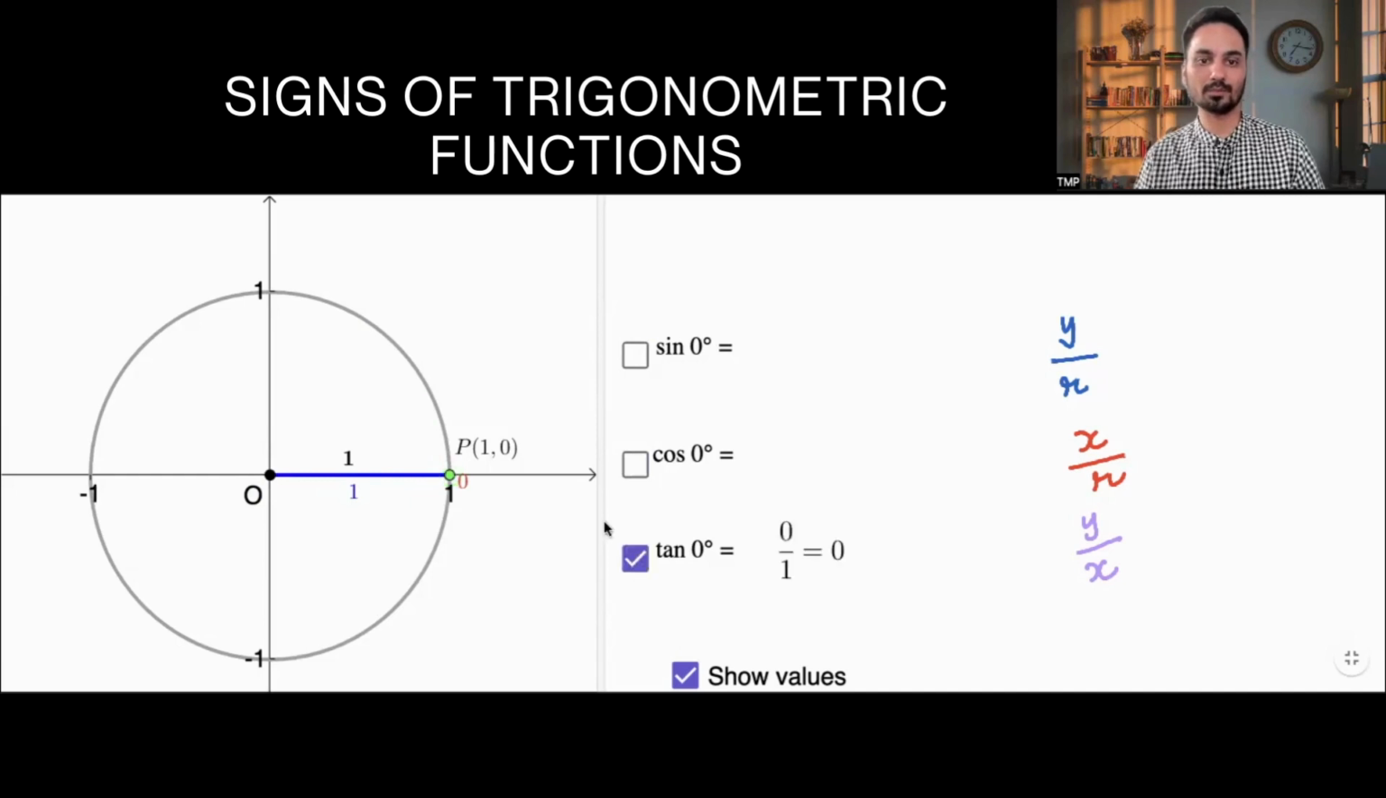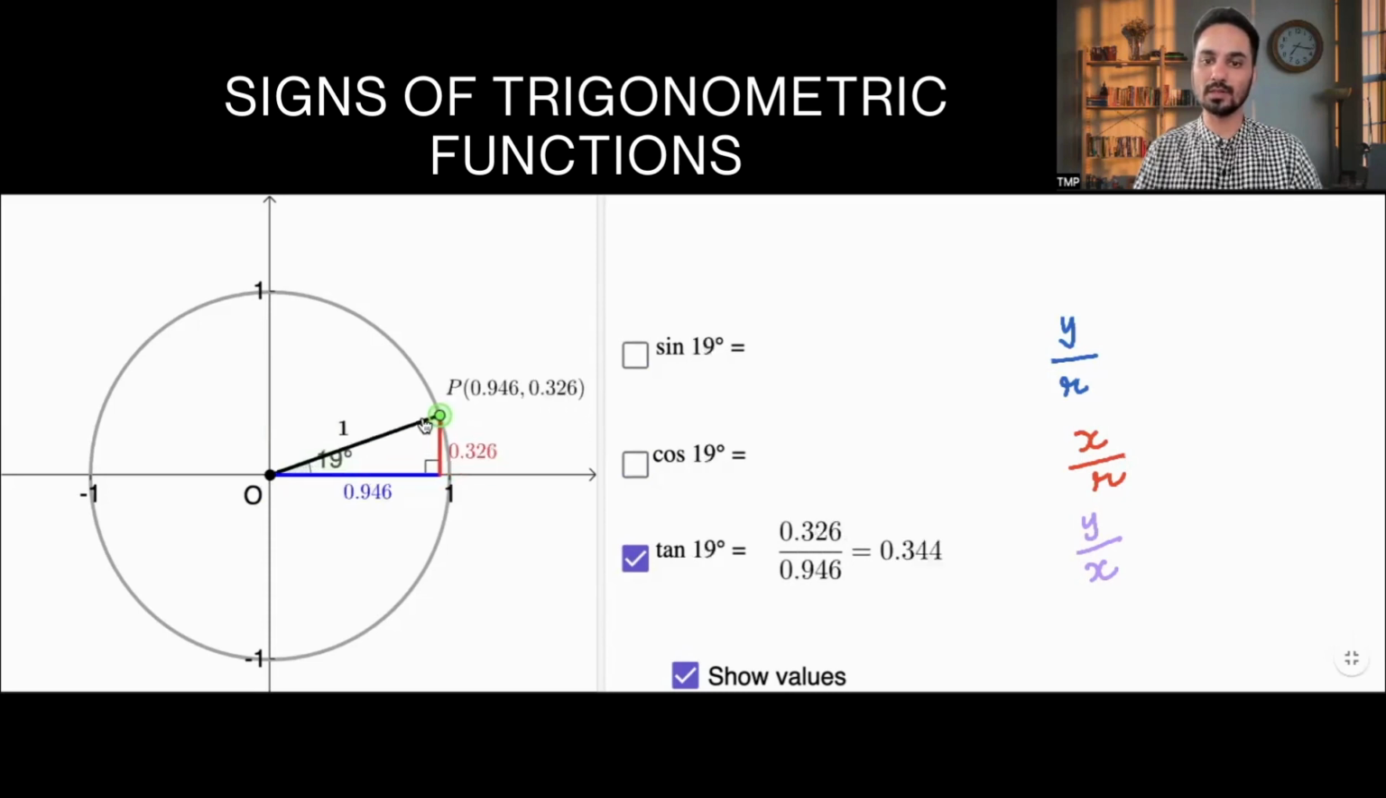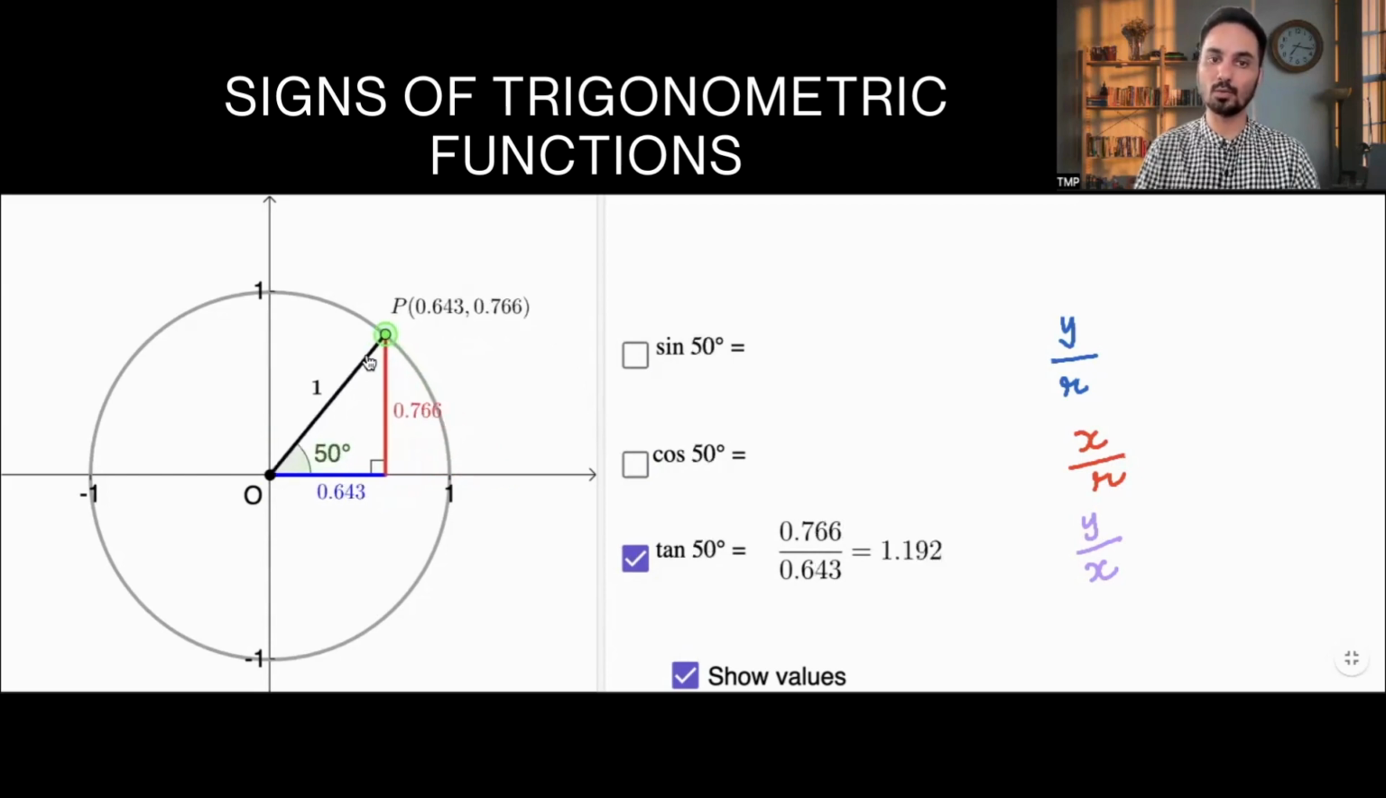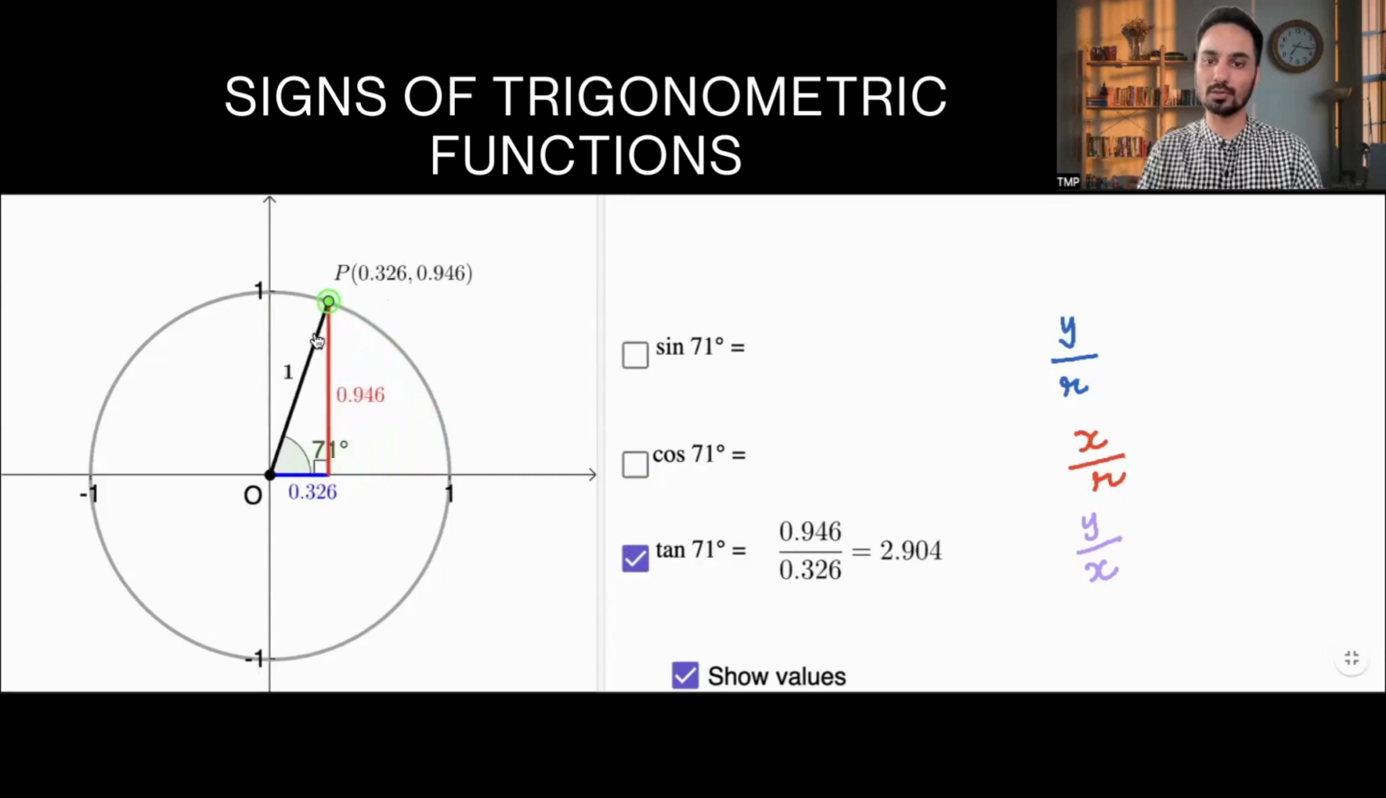Now for tan theta, starting with 0, tan 0 degrees is 0 over 1. Why? Because here y is 0, but x is 1. And if we move in anti-clockwise direction, you'll see that the value of tan theta is increasing as we are moving in the first quadrant, and it is positive.